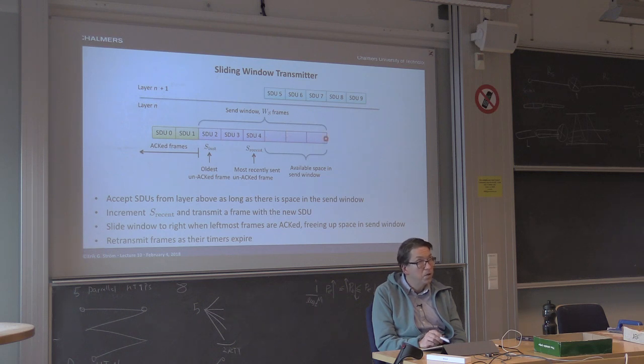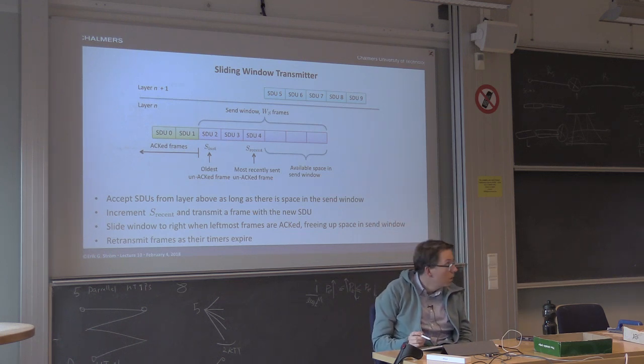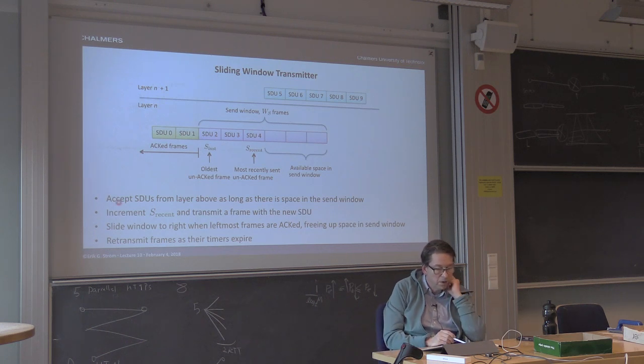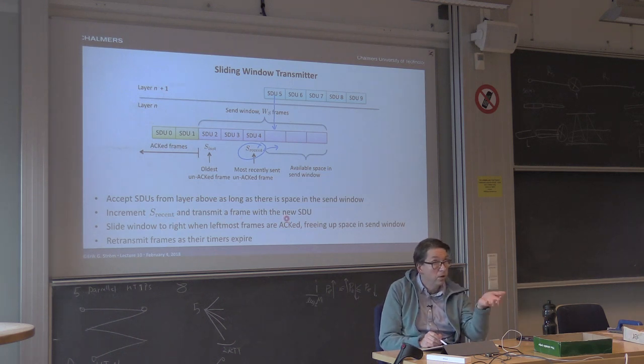When there is no empty space here, I need to block the upper layer because I don't have space in my buffer. So the logic is that we accept service data units from the layer above as long as there is space in the send window. Whenever we get a new service data unit, for instance the fifth one down here, we increment sRecent, move it to the right, and transmit a frame with the correct sequence number.